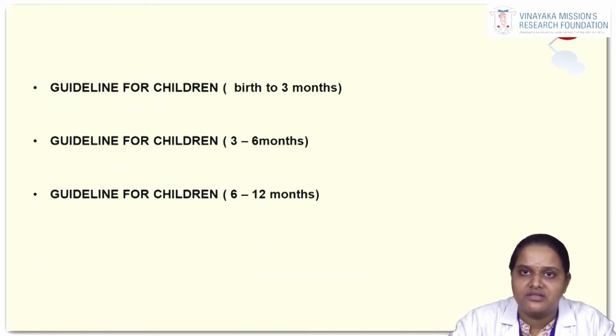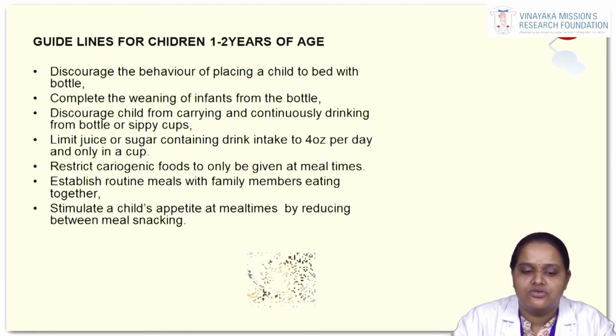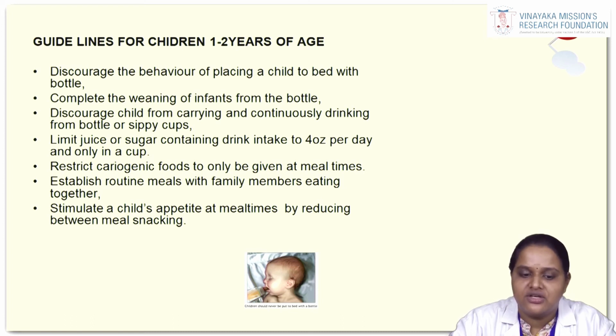First is from birth to 3 months of age, then children in the age group of 3 to 6 months, and the age group of 6 to 12 months. First we are going to talk about the child in the age group of 1 to 2 years of age, where you discourage the child from going to bed with a bottle.